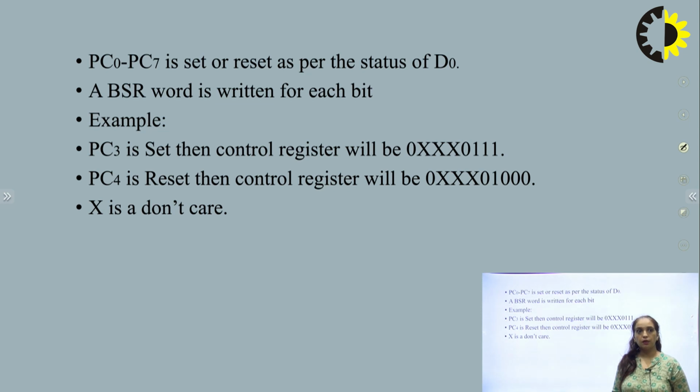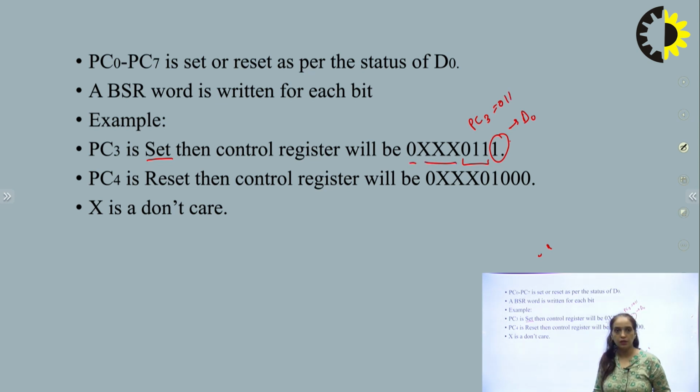A bit set reset word is written for each bit. For example, if PC3 is to be set, the D0 pin should be 1 because we have to set. PC3 is 0, 1, 1 on the select pins. These three are don't care, and here we have 0. According to that, we will load that data in the assembly language program.